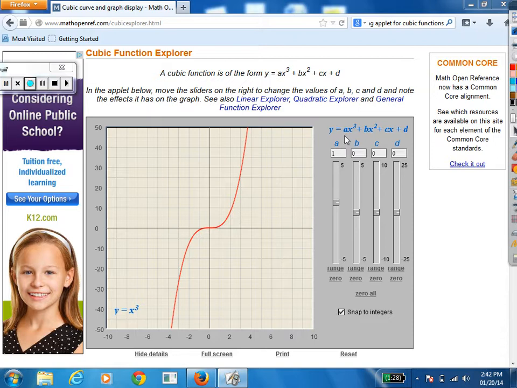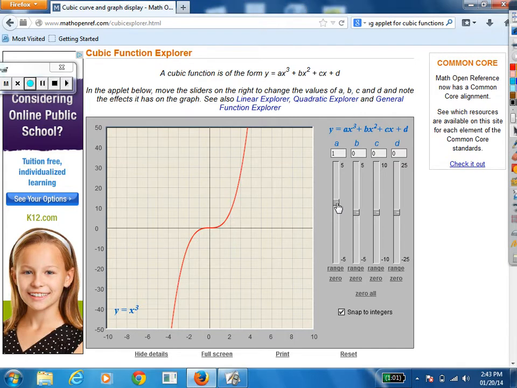I just want you to take some notes. I want you to write down what the A term does, what the B term does, what the C term does, and what the D term does to the graph. Okay, so right now we're just going to look at the A term. We're not going to have any other terms. Notice my A is 1 and my B, C, and D are non-existent.